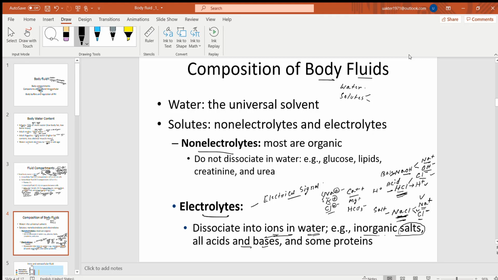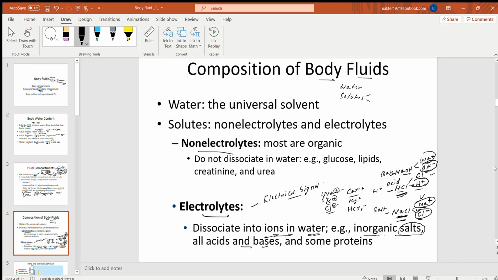All these inorganic compounds belong to the electrolytes because they give the ions that carry the electrical signal, and these are called the ions. So ions carry electrical signal. Okay.